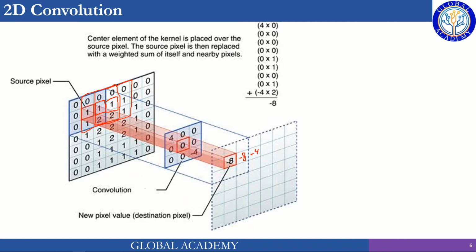And so on, we can move up to this location. Then we will get 0, 0 over here. And after completion of the scan of the first line, we can move towards the next line, like this one.